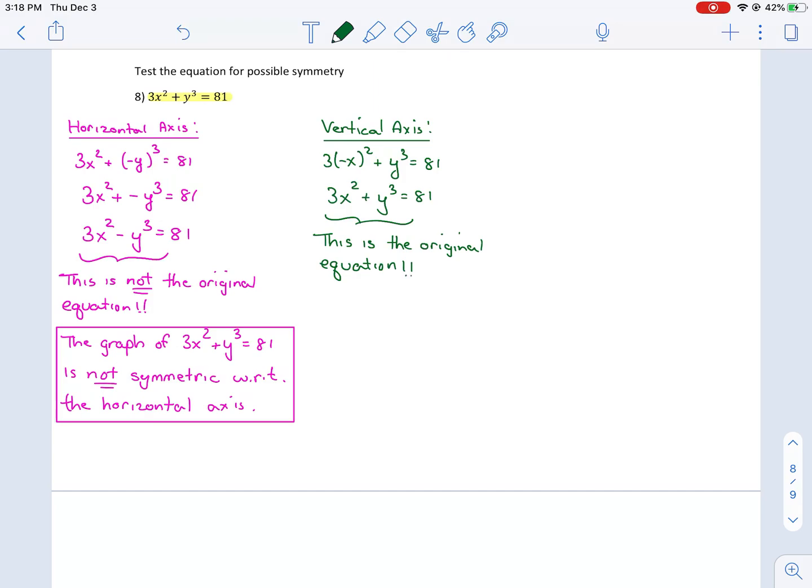So what can you conclude? Well, you can conclude that the graph of 3x squared plus y cubed equals 81 is symmetric with respect to the vertical axis.